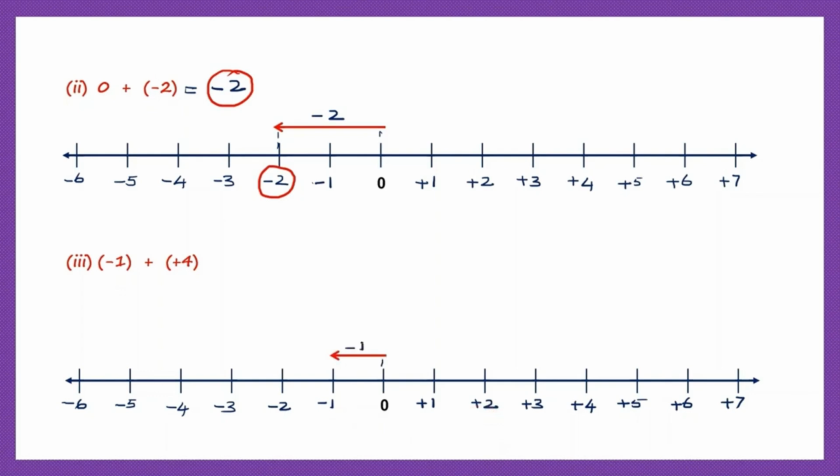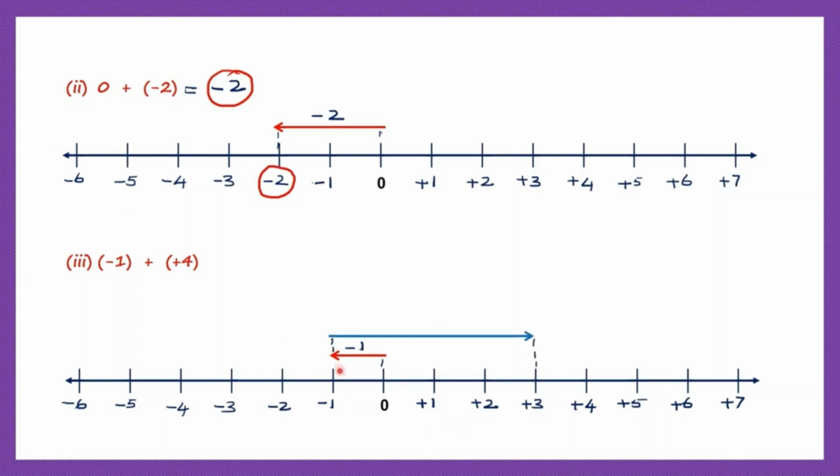Now let's look at the next integer. It is plus 4. That means from where we stopped, we have to move 4 places to the right. Because it's a plus sign, we are moving to the right and 4 places. So let's see from minus 1: 1, 2, 3, 4. 4 places will be plus 3. So let's do that. So we have plus 3 there.